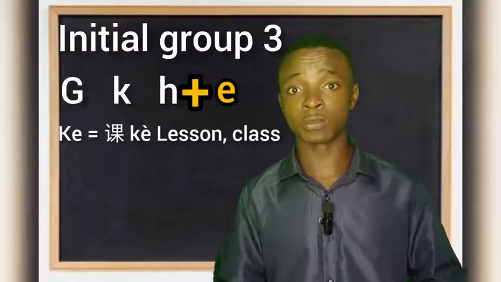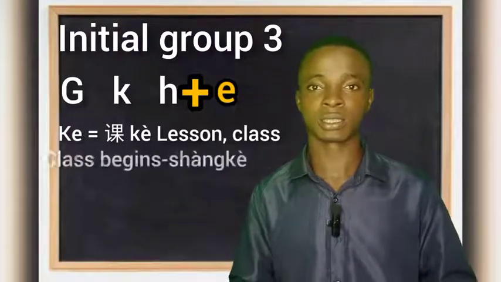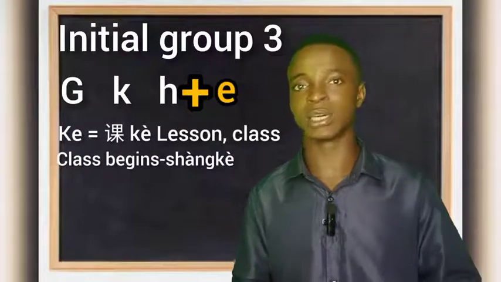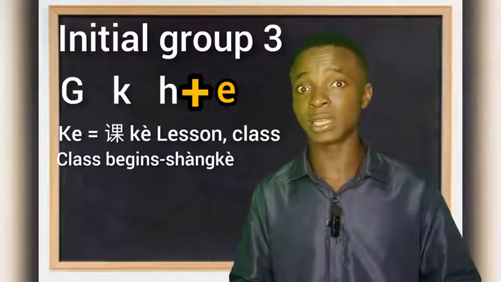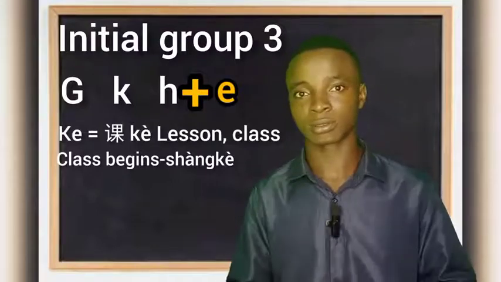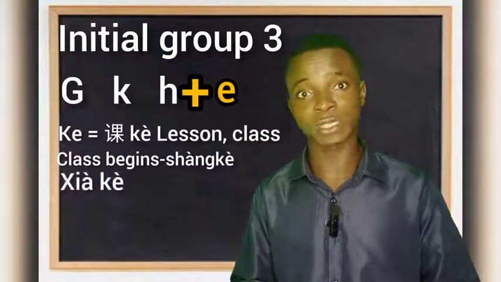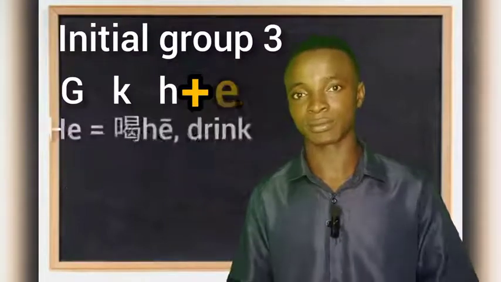The second one, k, the Chinese word for lessons or class is 课. When class begins in Chinese, we say 上课. And when class is over, we say 下课.